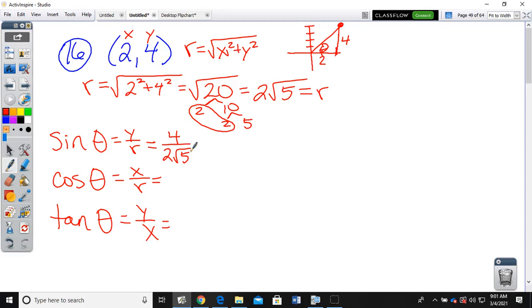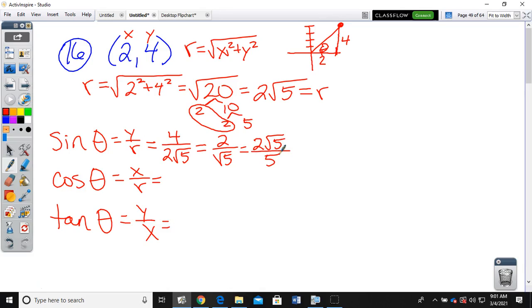R is 2 square root of 5. Technically that's the answer, but I just have to simplify it. What is 4 divided by 2? 2, so that's 2 over the square root of 5. Wait, where'd you get 4 again? Y is 4. R is 2 square root of 5. So I get 2 over square root of 5, which I can't leave with the square root on the bottom. I move it to the top, and I take the radical off of the bottom, and there's my final answer. Okay?